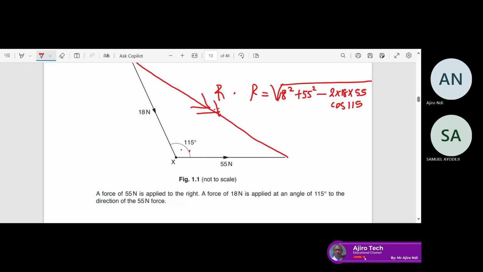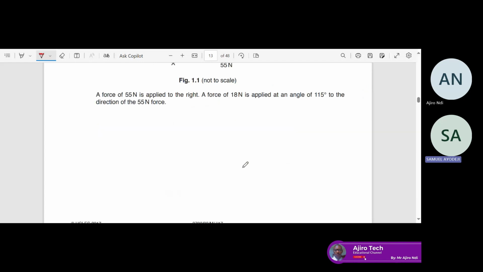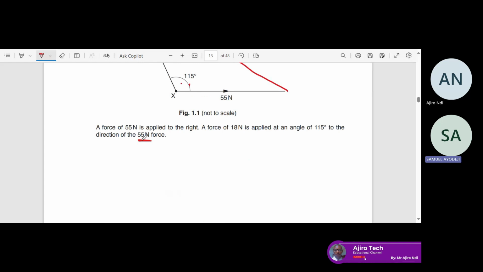Okay, I have a question. I always get confused when it comes to the direction of the resultant vector, where it points. It depends on what they're asking. Did they ask us to calculate the angle the resultant makes with 55? The angle with 55 degrees, to the 55 force.